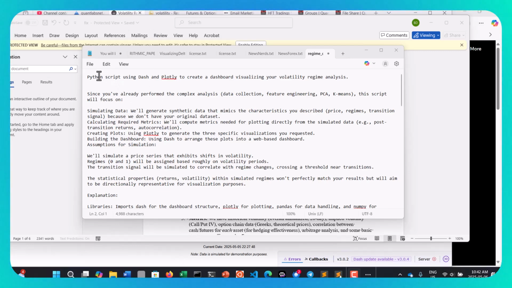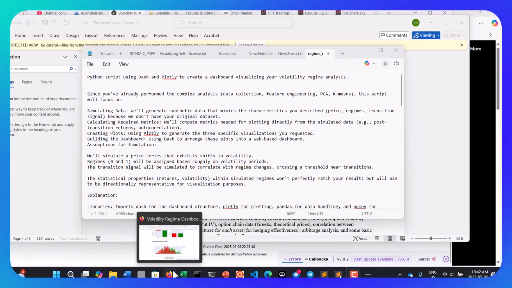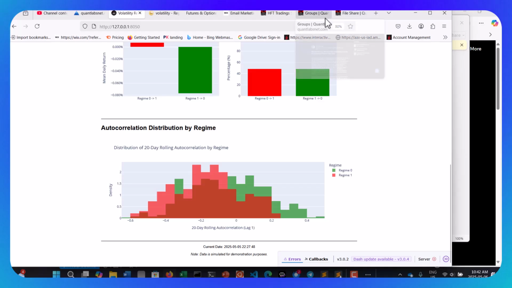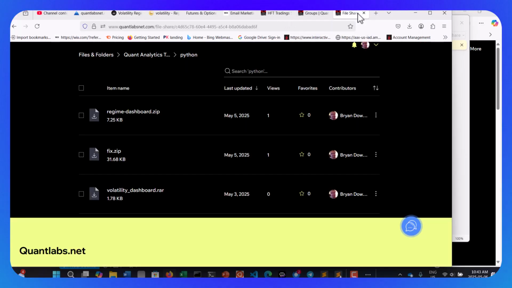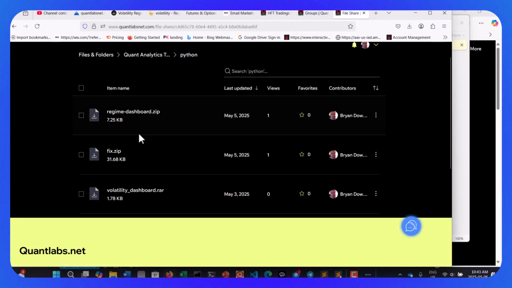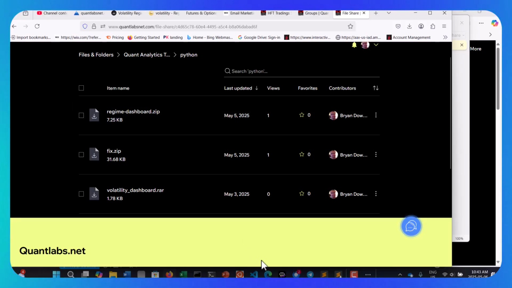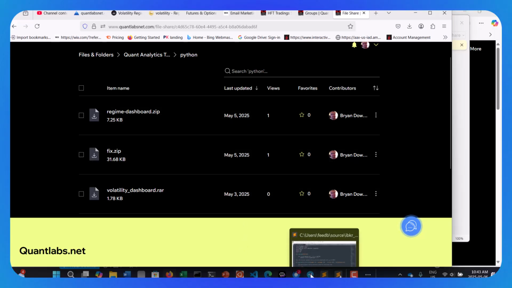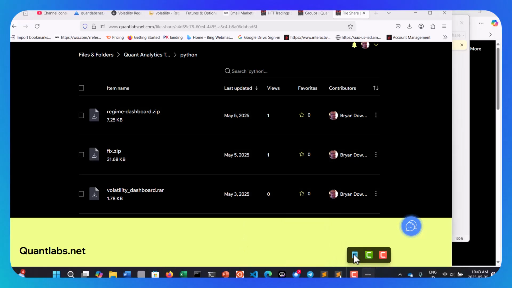Yeah, here we are finding it. So basically, this is a script that's generated via AI as usual. I've got the file share I opened up late last week. What you're looking for is this zip file. It's a Python file called regime dashboard, and I'll show you the README file associated with it.